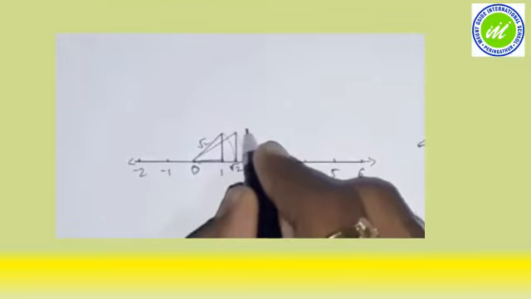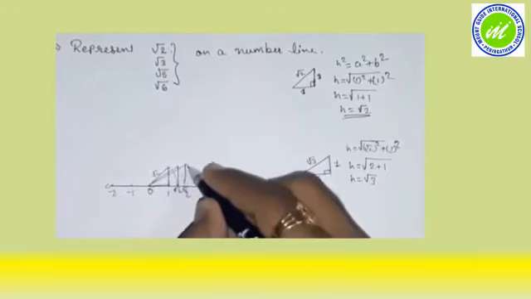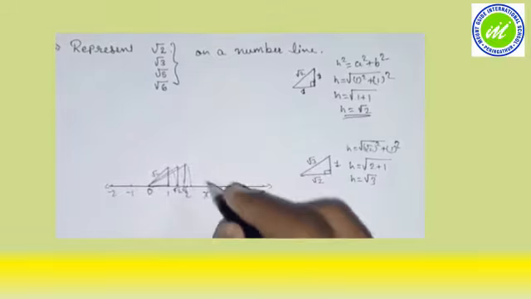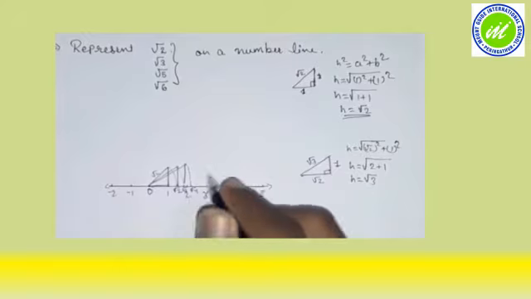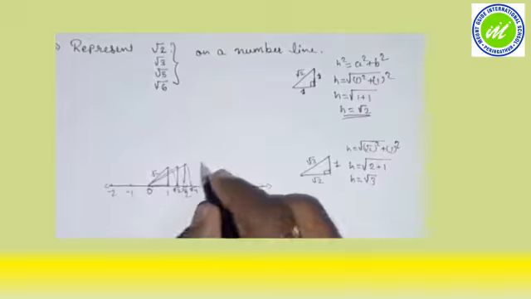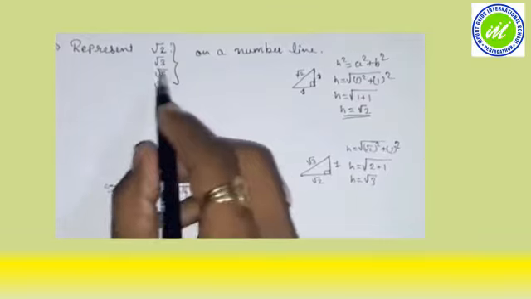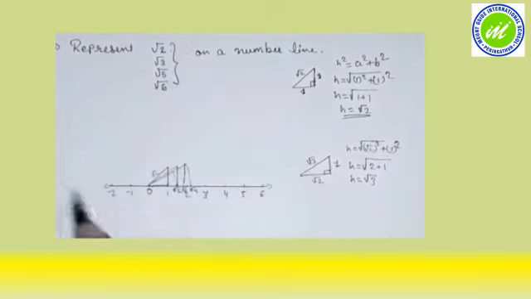Similarly, again you have to draw 1 centimeter from here and then join this, then this will be root 4. Similarly, here it will intersect somewhere with the help of the compass, that will be root 4. Again you have to draw 1 centimeter, then root 5, again 1 centimeter, root 6. This way you can find out any number having root on the number line.